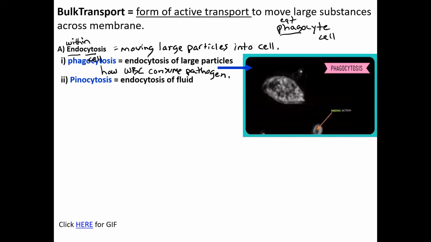Okay, pinocytosis is when the cell takes in fluid. So anyone, what's Pinot Grigio? It's a wine, right? And wine's a liquid. Pinocytosis, think Pinot Grigio, which is a wine, which is a liquid, and it's a cell taking in liquid. So that's how I remember that one. Now I know who drinks wine.